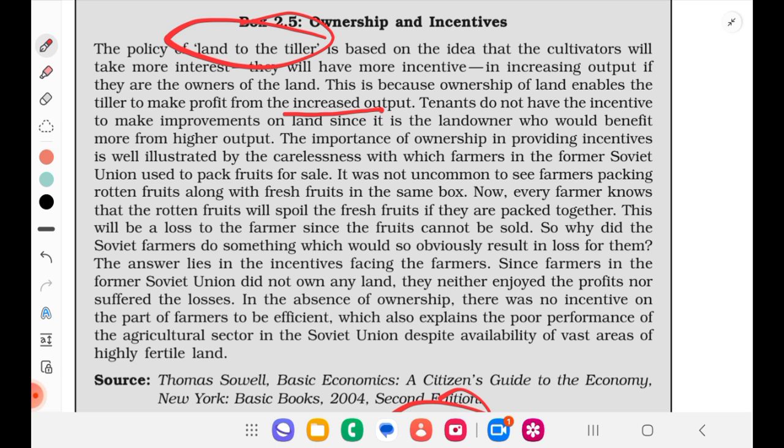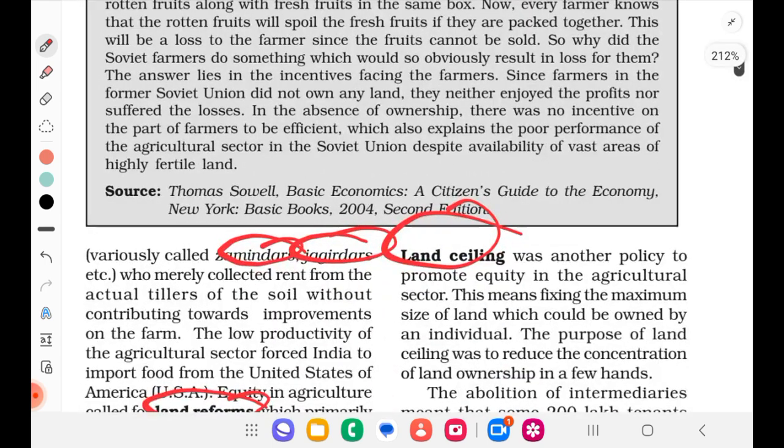Since farmers in the former Soviet Union did not own any land, they neither enjoyed the profit nor suffered the losses. In the absence of ownership, there was no incentive on the part of farmers to be efficient, which also explained the poor performance of the agricultural sector in the Soviet Union despite availability of a vast area of highly fertile land.